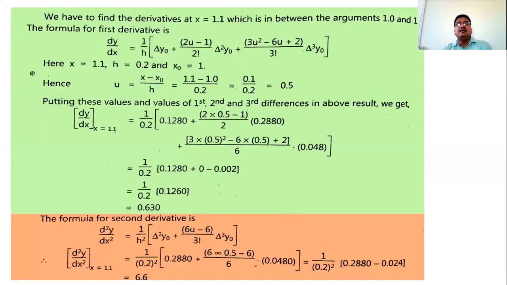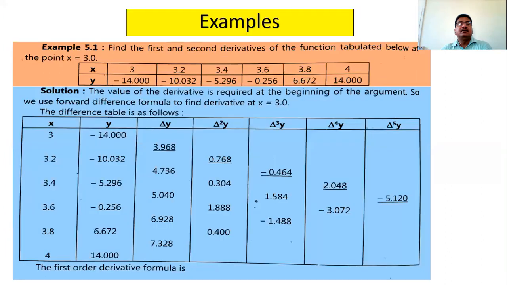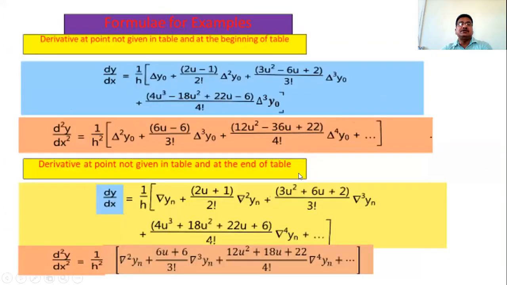So this is the example of a point not given in the table, and we have to find the first order derivative and second order derivative. That is, we have to use these formulas. If the point is not given in the table and is at the beginning of the table, then use this formula. By using this formula, we get the answer of problem number 2.